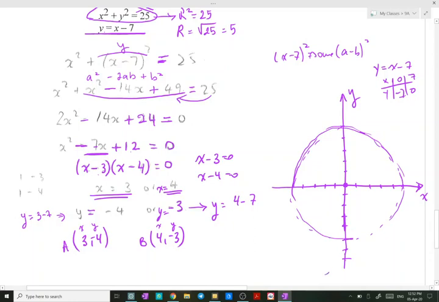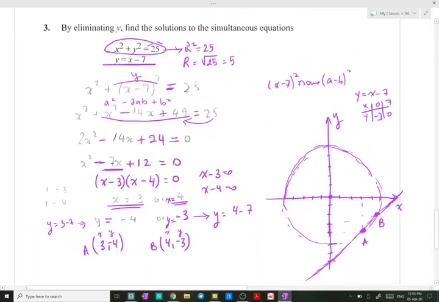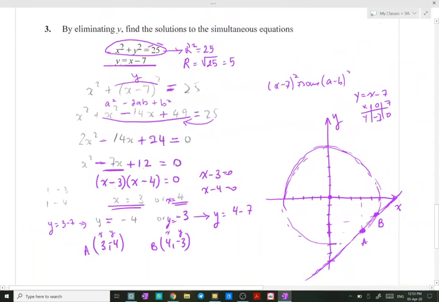So this is the line where you have 2 points of intersection. The first one is 3 for x and minus 4 for y, and then you have 4 for x and minus 3 for y. So these are the 2 points of intersection. This is A and this is B. So in this case, number 3, we've solved the system algebraically, and we also solved it graphically.